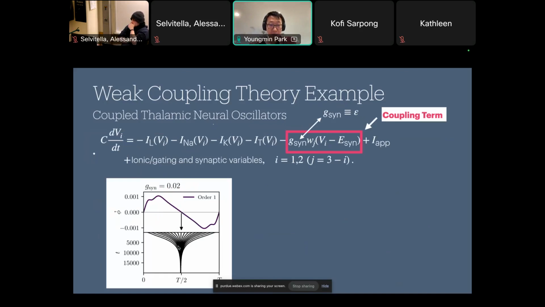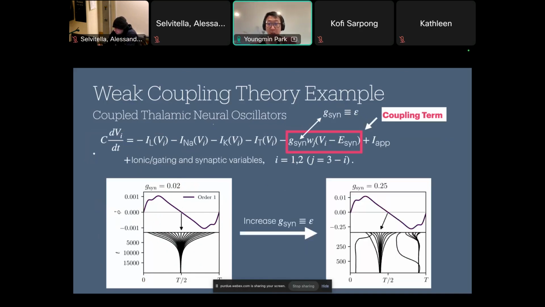On the bottom is the full model, the phase differences in the full model, with a bunch of initial conditions taken from phase differences 0 to T. We can see that the full coupled models, no matter where I start with the phase differences, always converge to T/2, just as predicted by weak coupling theory. So that's very good.